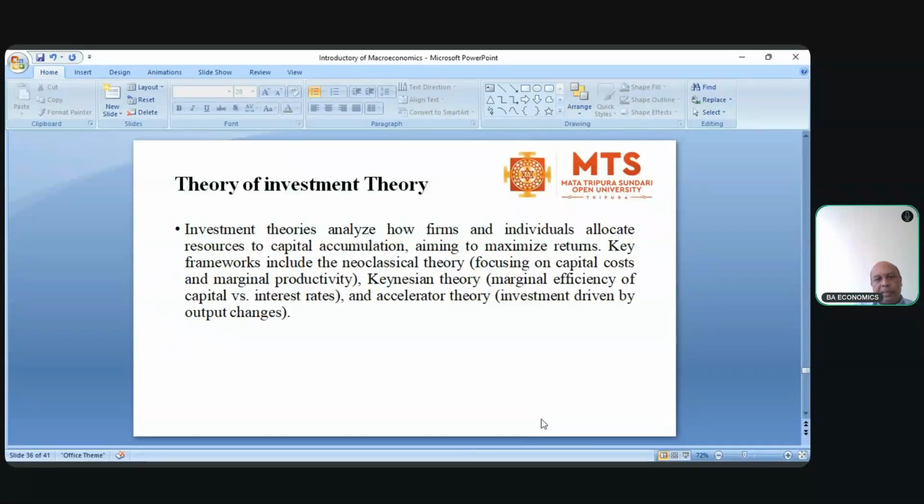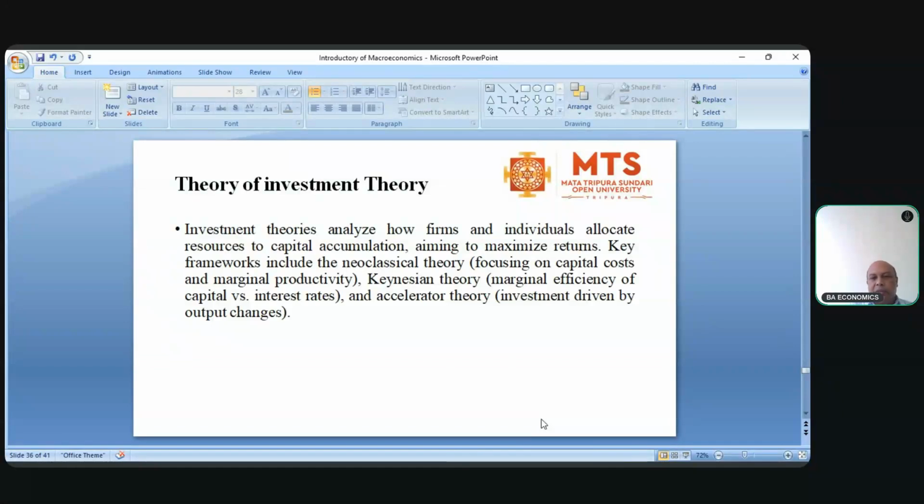So I said previously the multiplier concept. In the multiplier concept, what happens? First, investment will come, then investment will affect our income and employment creation. First investment, then it will generate income and employment.